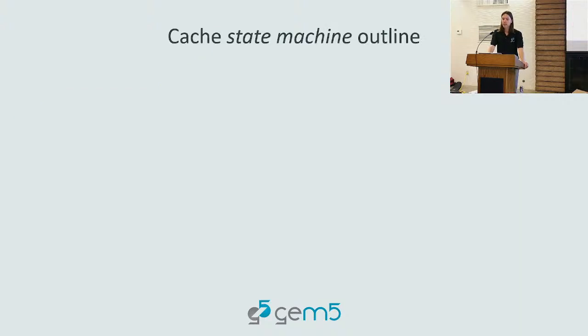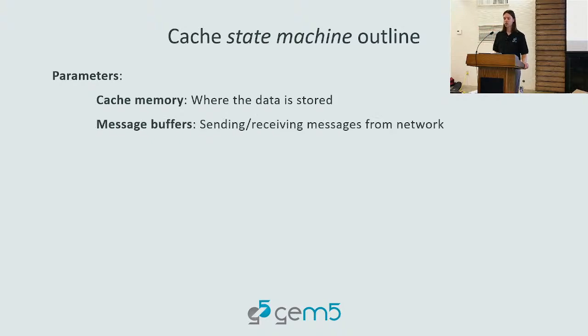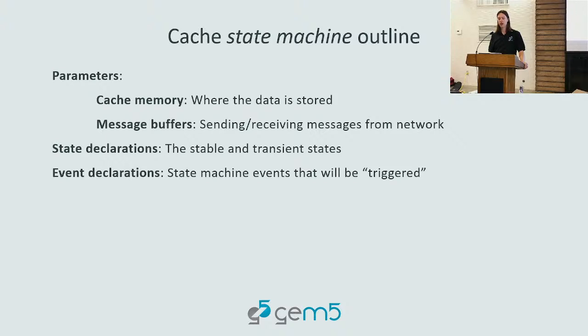Okay, so let me give you an outline of the state machine. There's parameters. Within the parameters, you have a cache memory object. This is where the data is actually stored. You have message buffers, which are the buffers that you use for sending and receiving requests. You have state declarations, where you declare all the different states that your protocol uses. You have event declarations, which declare all the events that can happen.